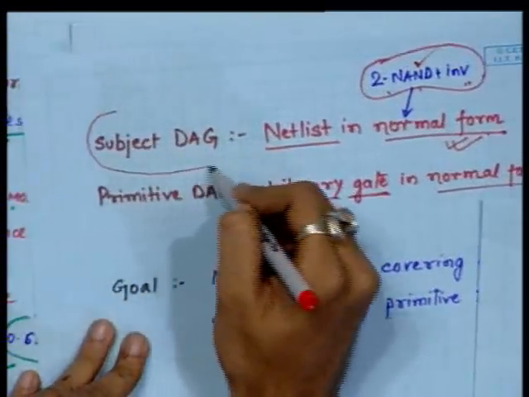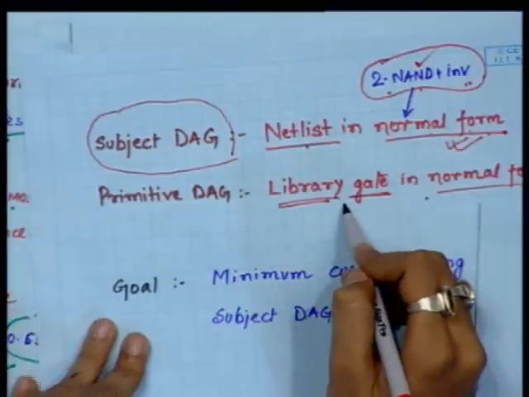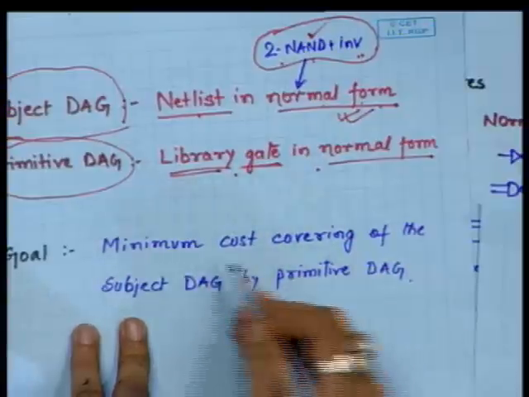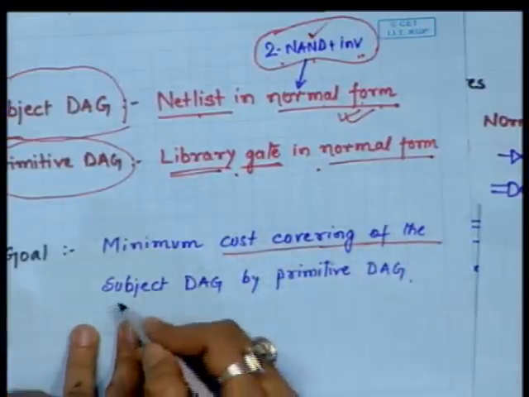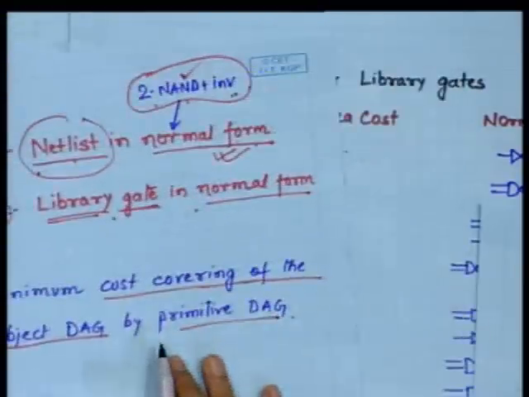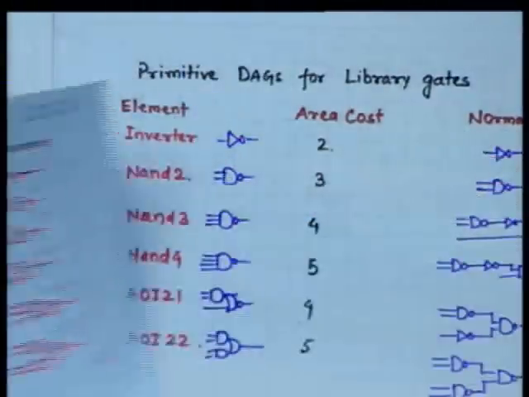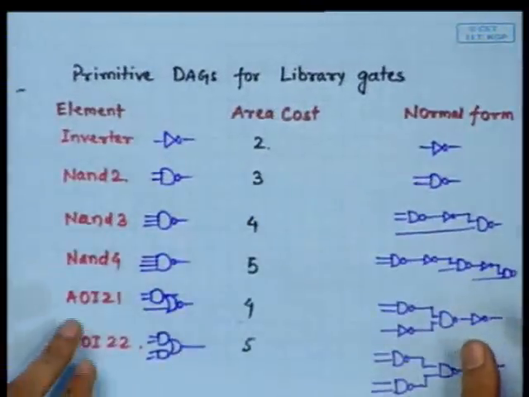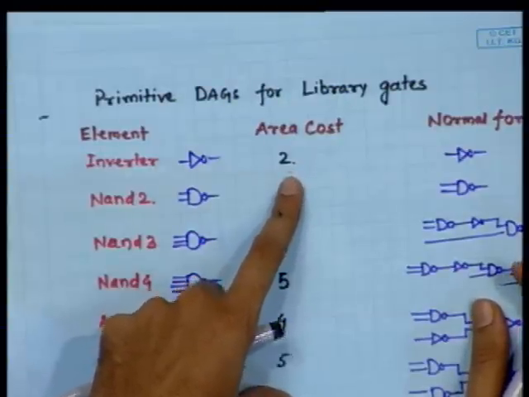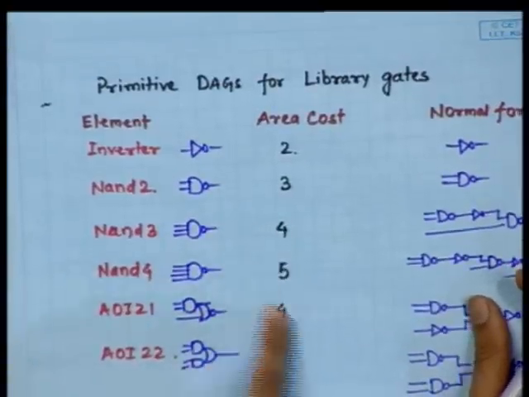The normal form of the netlist we call the subject DAG, and the normal form of the library gates we call the primitive DAG. So our goal is to minimize the cost covering of the subject DAG, that is the netlist at our disposal, using the primitive gates. Suppose in the library the information is given that you have an inverter which takes an area of 2 units. You have a 2-input NAND, which takes an area of 3 units, and so on.